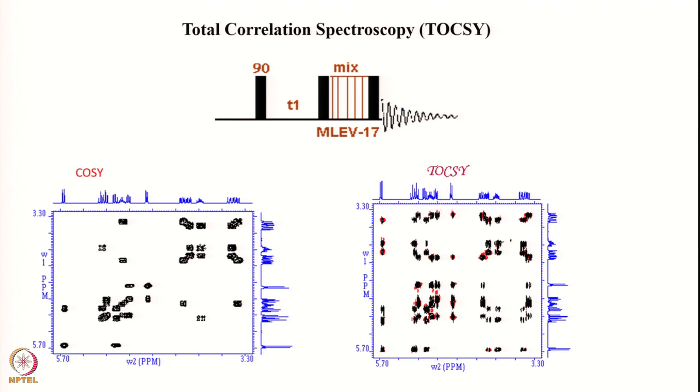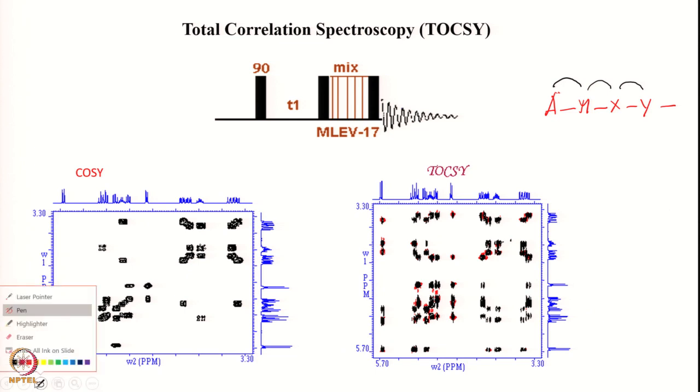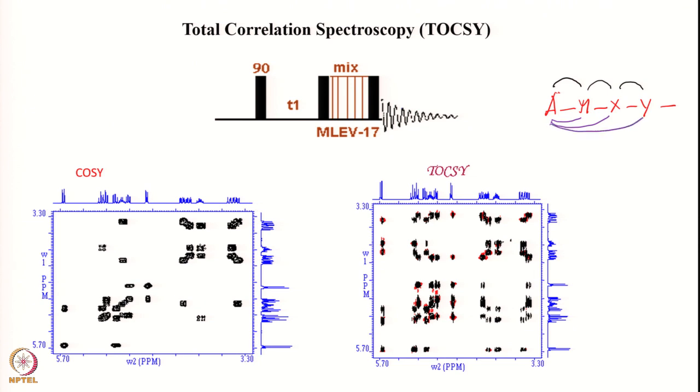And why does that happen? That happens because of the following. Let me consider a system which is like this, A, M, X, Y and so on, a linear system, okay. In the COSY spectrum, I see this coupling, I see this coupling as separate cross peaks, and I also see this coupling. In the TOCSY spectrum, what I see, in a different color, I see this, and I also see this, all the three.